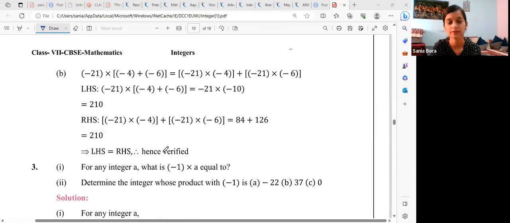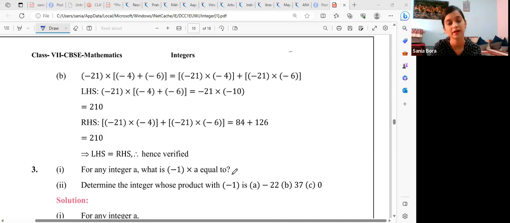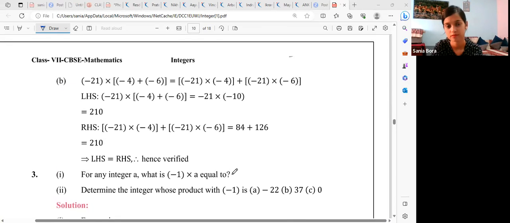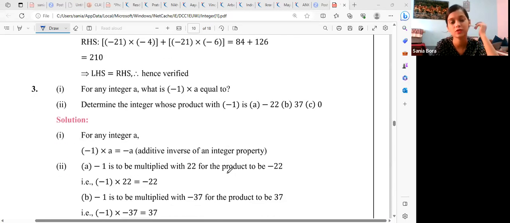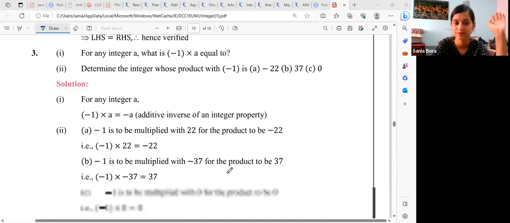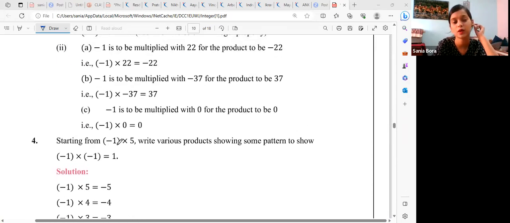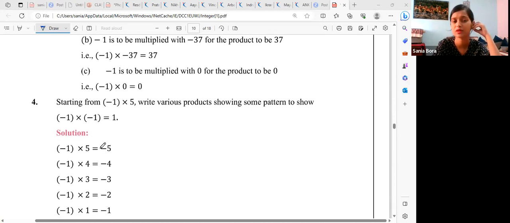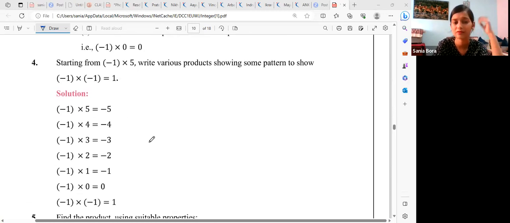Okay. Now next one. For any integer a, what is minus 1 multiplied by a equal to? Minus 1 multiplied by a is minus a. Yes. Right? For any integer you multiply this with, that will be minus a. Various products show the same pattern, for example minus 5 multiplied by minus 1, minus 4, anything. If you multiply any number with minus 1, you will get the same number, but it will be a negative number. Clear? Yes.